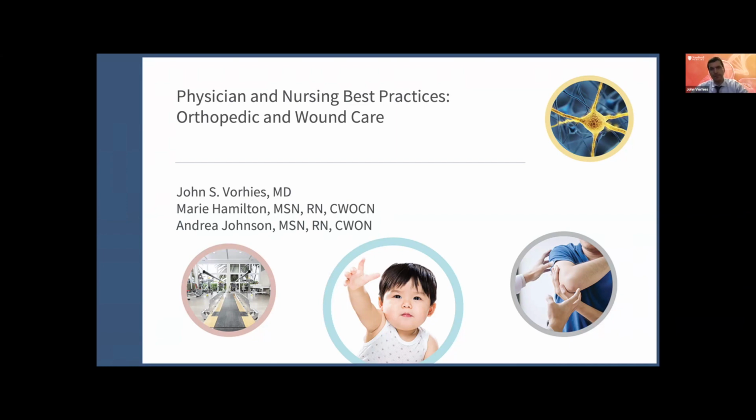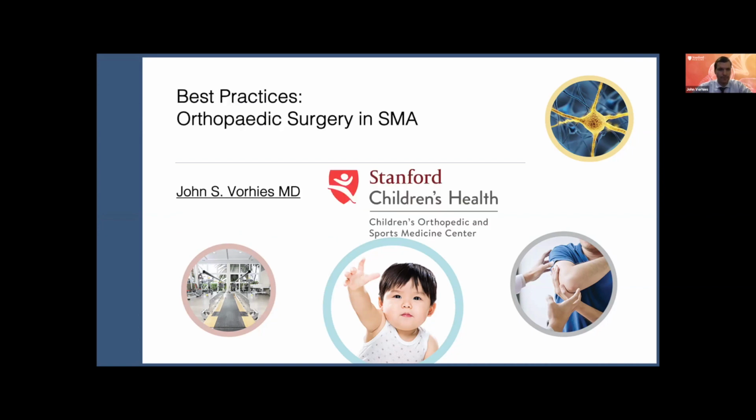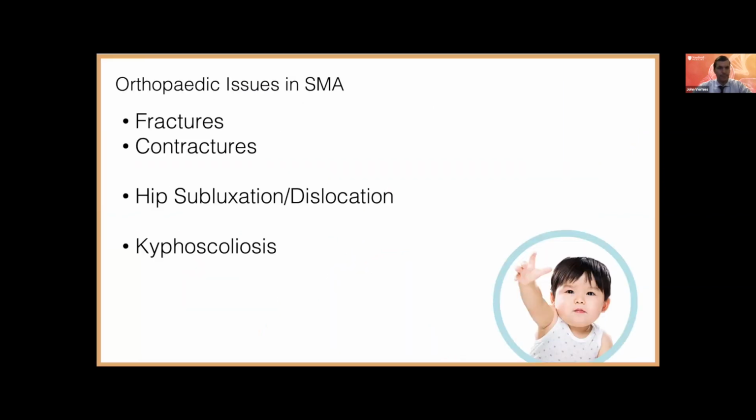So the first part, I'm going to give a brief overview of some common orthopedic issues associated with this patient population, and then I'll hand it over to Marie and Andrea, and they'll talk about wound care in general. So just to give you an outline of what we'll talk about, I'm going to talk briefly about fractures and contractures in this patient population. Then I'll go into issues related to the hips, hip subluxation, dislocation, and then I'll finish with a discussion of scoliosis and kyphoscoliosis.